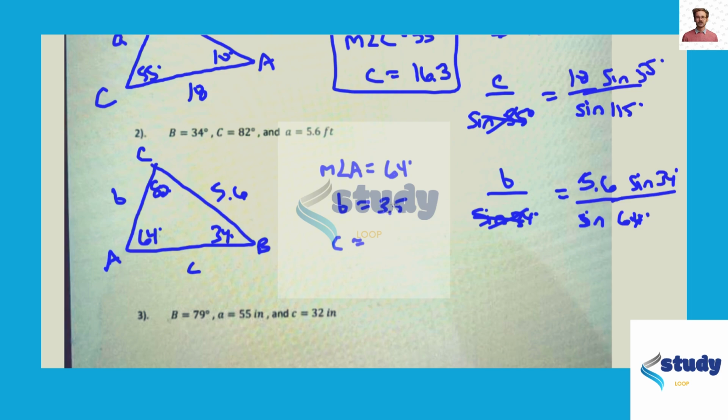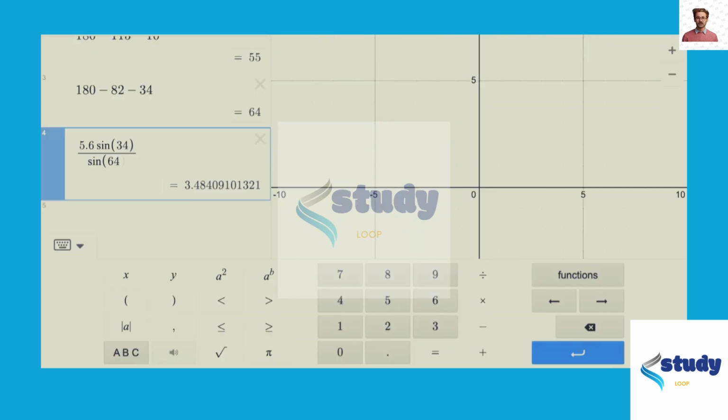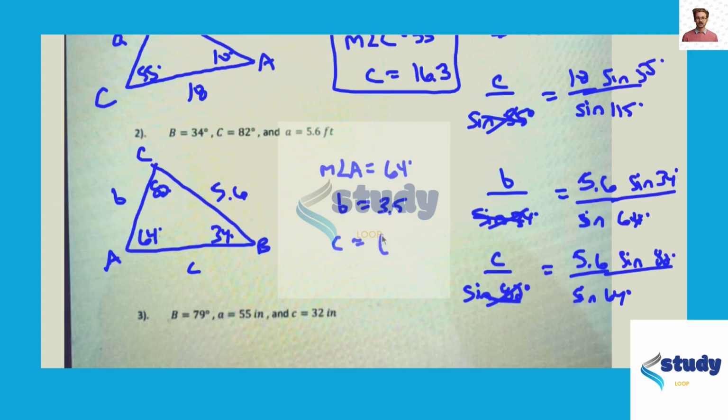And we can find C in a similar fashion. We can say C over the sine of angle C, 82 degrees, is equal to side A over the sine of angle A. Cross multiply the sine 82. So 5.6 sine 82 over sine 64 is 6.2 to the nearest tenth.